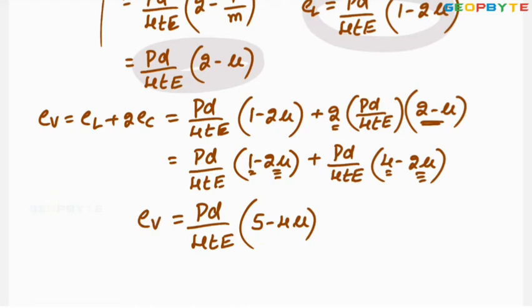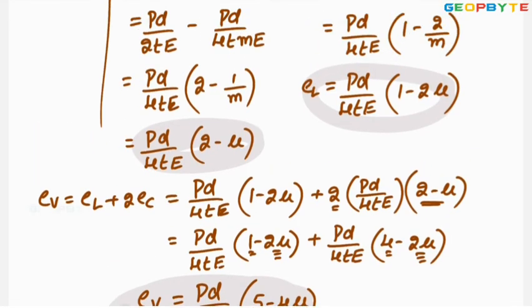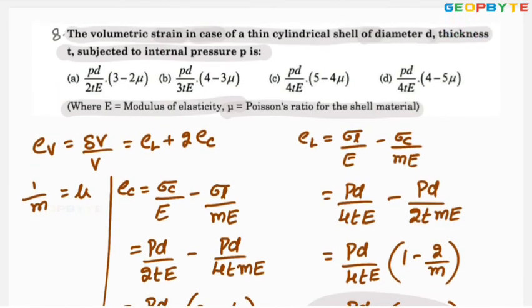So this is the volumetric strain: PD by 4TE into 5 minus 4 mu. Look at the options. Look at the option C. PD by 4TE into 5 minus 4 mu. Therefore, option C is absolutely correct. I hope you got my point. Let us go for one more problem.